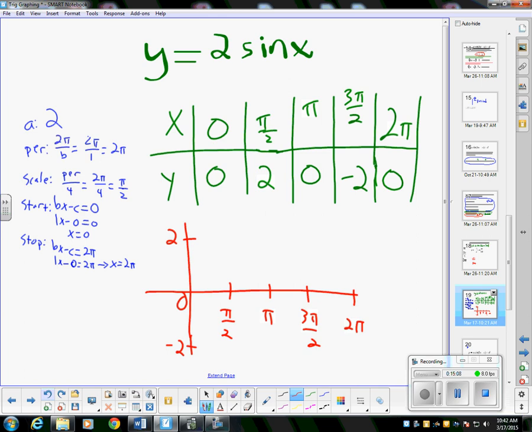Now we just plot points. Our first point is the point 0, 0. So we put a big old dot at the origin, 0, 0. The next point is pi over 2, 2. I'm sorry, I said that wrong. We go over to pi over 2, we go up to 2. That's our next dot right there. The next one is pi, 0. So we go over to pi, we don't move any, we have a dot there. The next one is 3 pi over 2, negative 2. That's going to go over 3 pi over 2, down negative 2. And then the last one is 2 pi, 0.